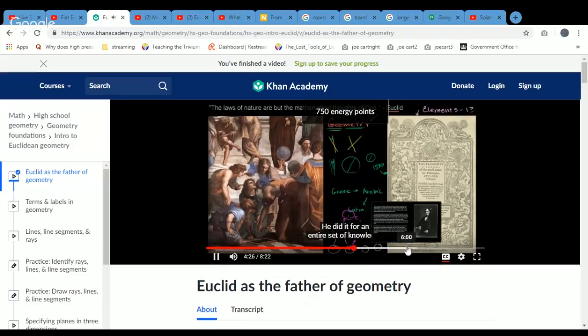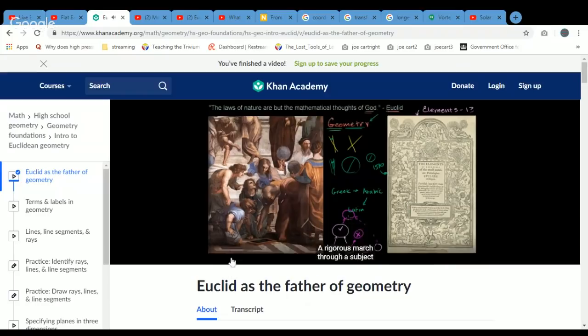He did it for an entire set of knowledge, a rigorous march through a subject so that he could build this scaffold of axioms and postulates and theorems and propositions. And theorems and propositions are essentially the same thing. And essentially for about 2,000 years after Euclid, so this is unbelievable shelf life for a textbook, people didn't view you as educated if you did not read and understand Euclid's Elements.